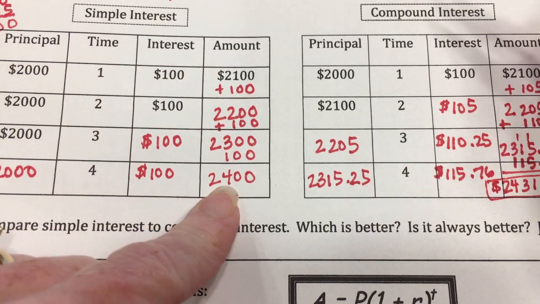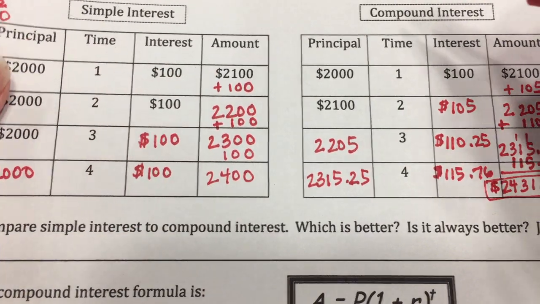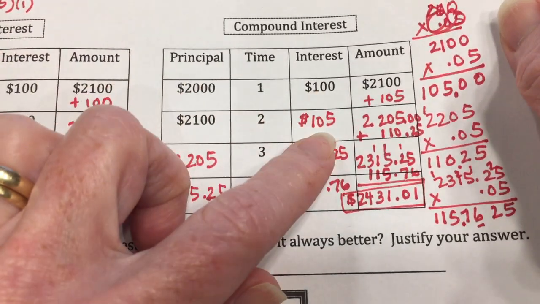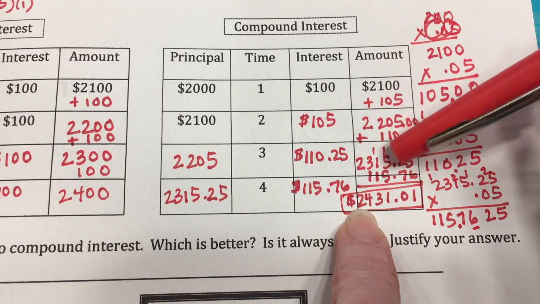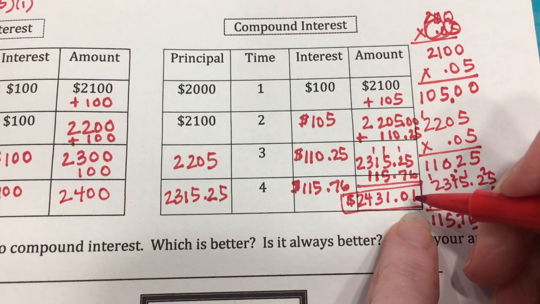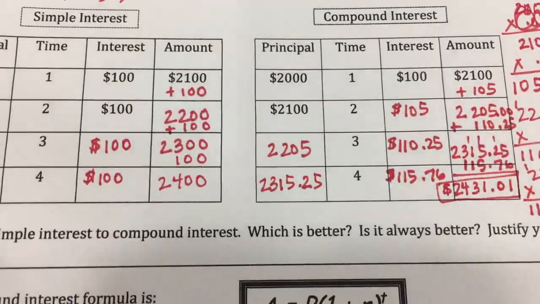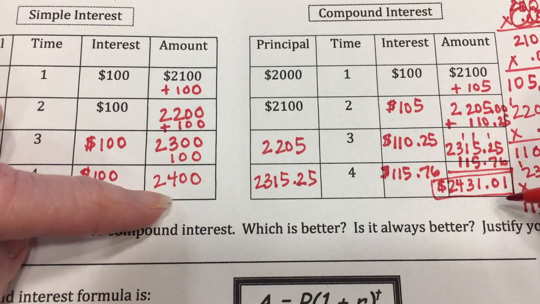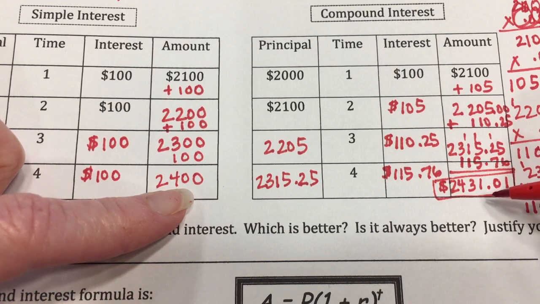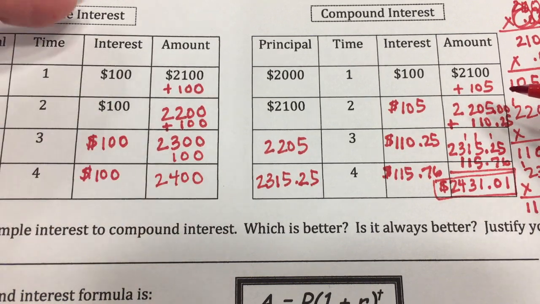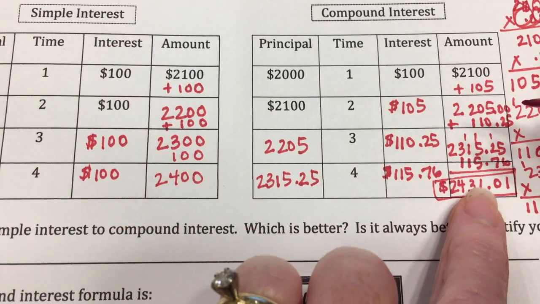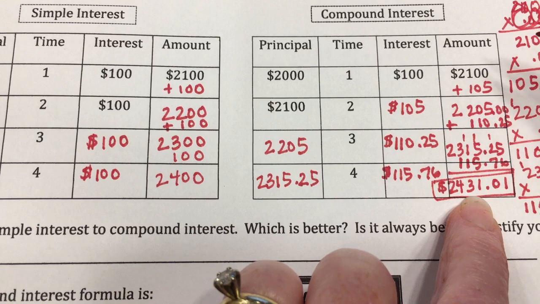But at the end of 4 years, he has $2,400. After 4 years with compound interest, it's a little more complicated, but at the end of 4 years, he's got a little bit more money, $2,431.01. Which may not seem like such a big deal. It's a $31 difference. But if you keep compounding that, if you did this for another 4 years or another 40 years, then this amount keeps getting bigger and bigger each time.